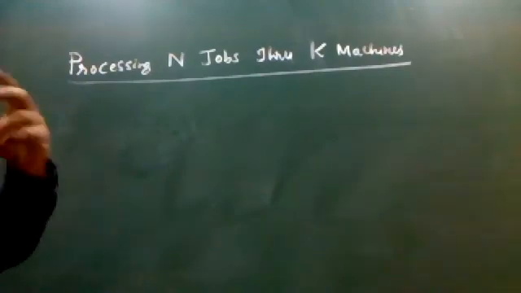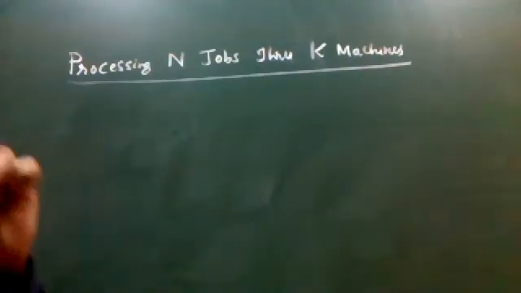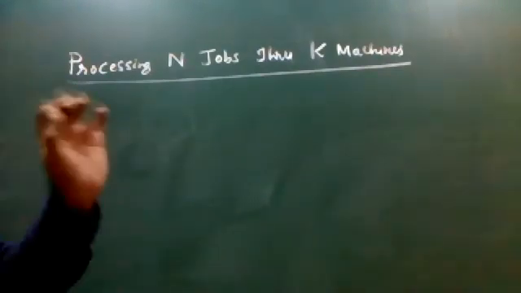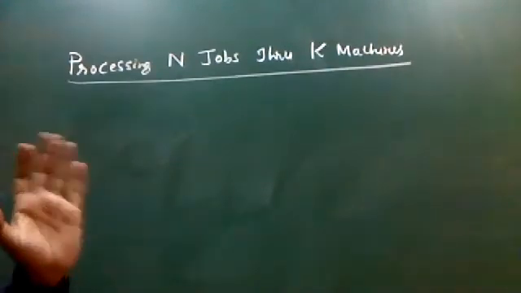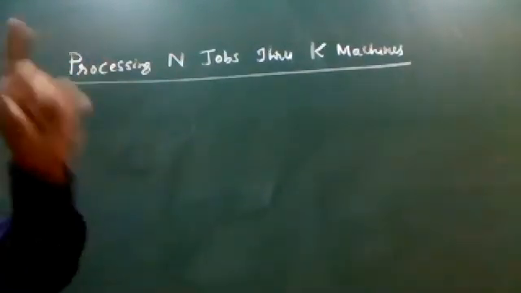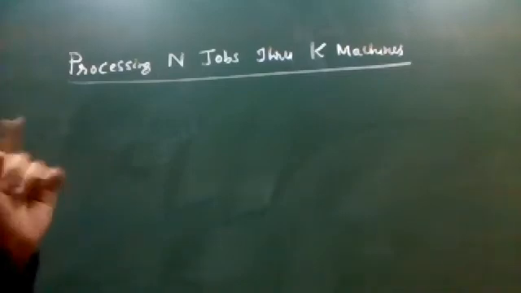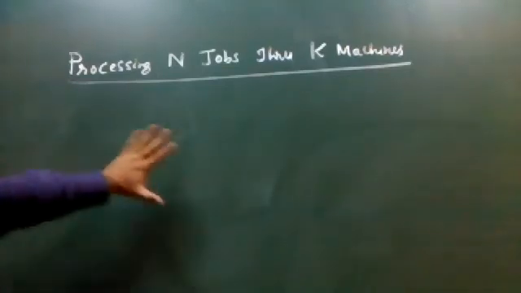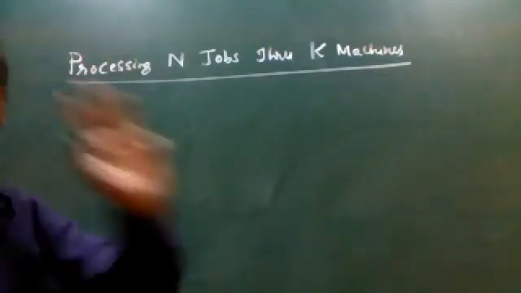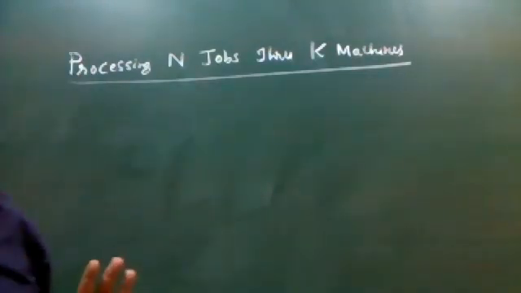Then what did we do? We introduced two fictitious machines called machine G and machine H. Machine G is nothing but A plus B and machine H is nothing but B plus C. So this was the mechanism that we applied as far as the 3 machine problem was concerned.